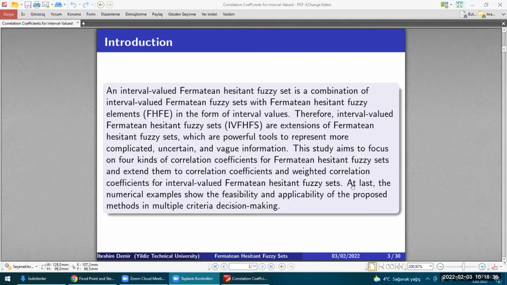This study aims to focus on all kinds of correlation coefficients for Fermatean Hesitant fuzzy sets and extend them to the correlation coefficient and weighted correlation coefficient for interval valued Fermatean Hesitant fuzzy sets. At last, the numerical examples show the feasibility and the applicability of the proposed method in multiple criteria decision making.